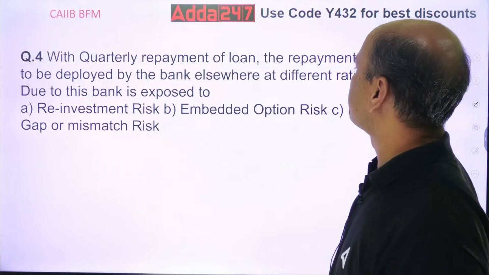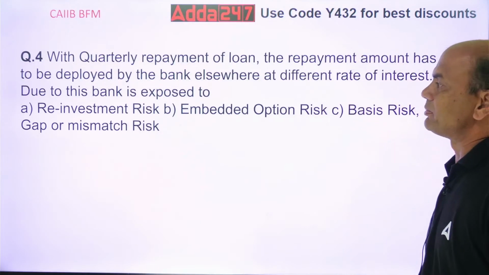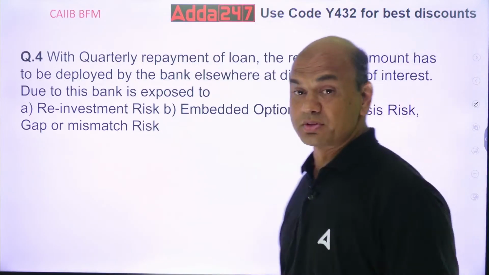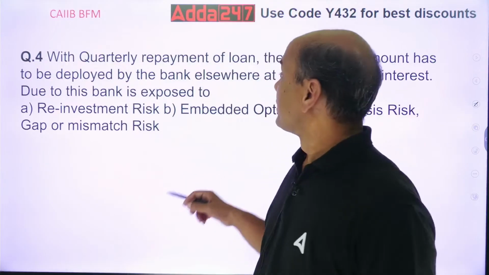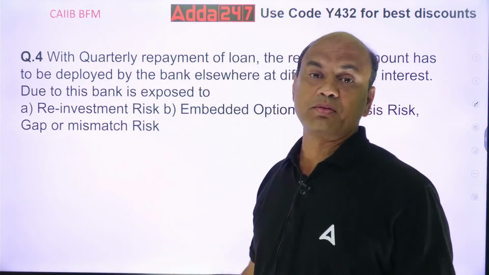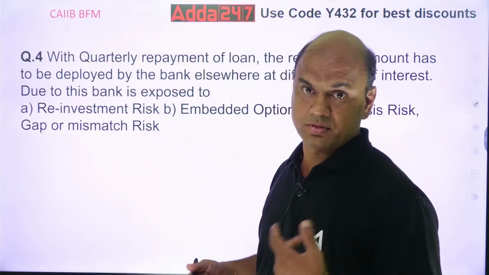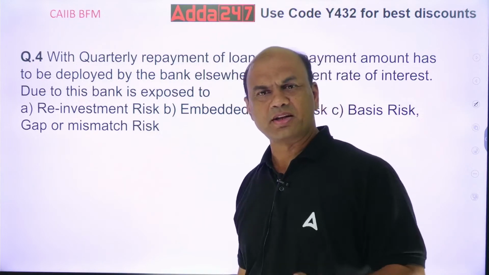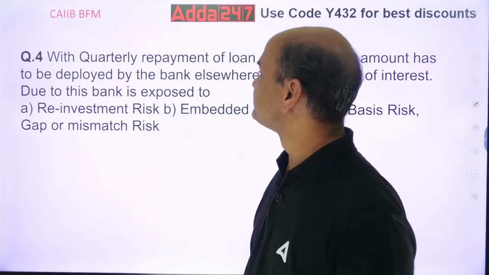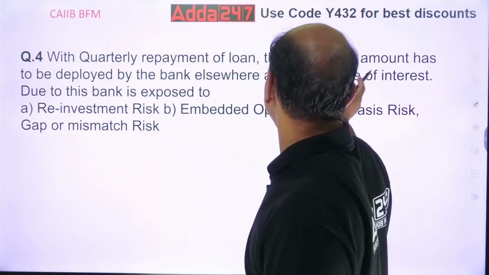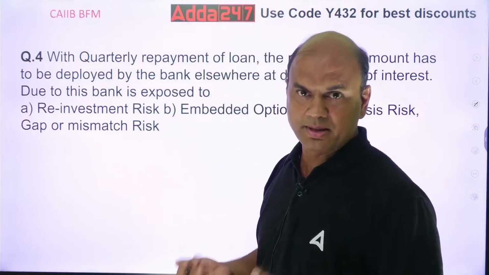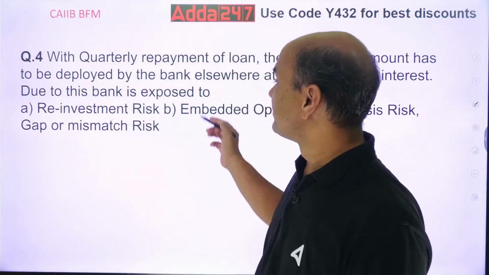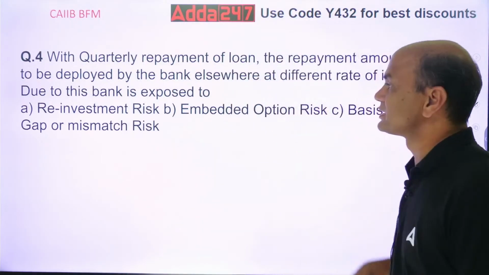With quarterly repayment of loan, the repayment amount has to be deployed by the bank elsewhere at different rate of interest. Due to this, the bank is exposed to, understand this. With quarterly payment of loan means the customer is paying you quarterly. It's not a monthly loan, quarterly. Quarterly repayment is allowed in banks, okay, of loans. So this repayment amount has to be deployed, means the amount which comes to the bank has to put it somewhere. So what is that called as? Reinvestment, embedded option, basis risk, gap or mismatch risk.